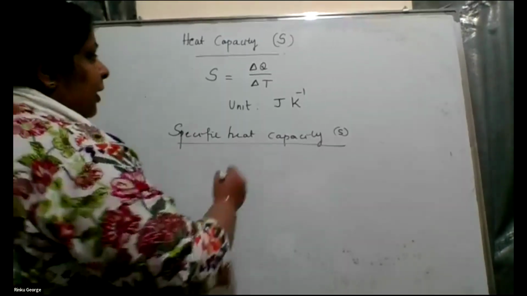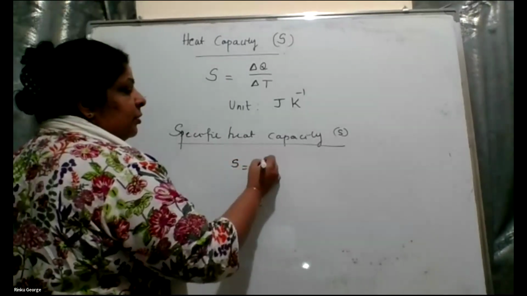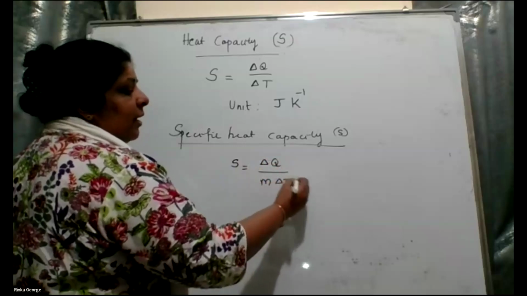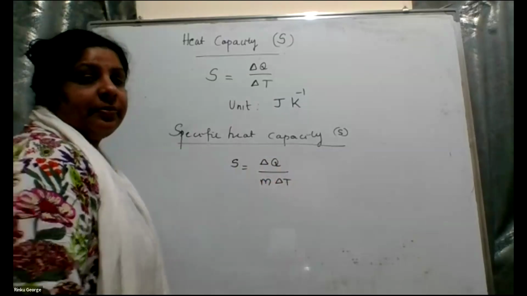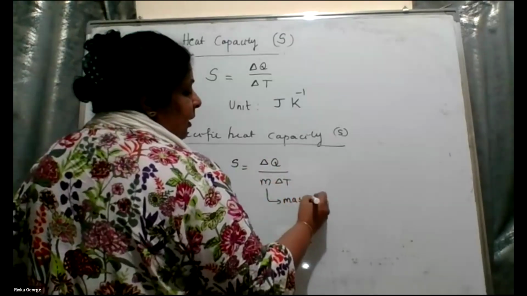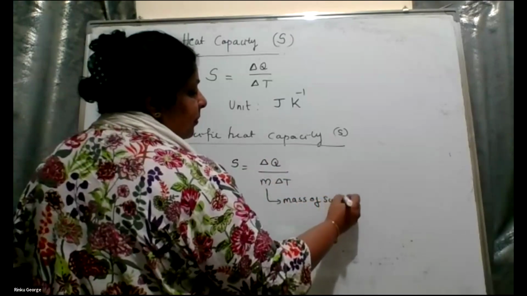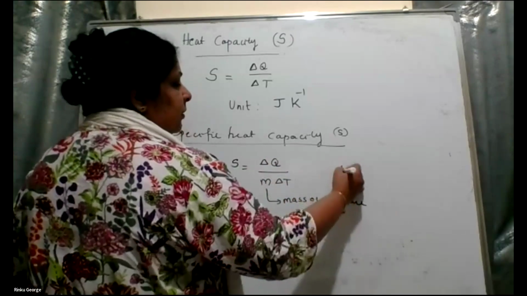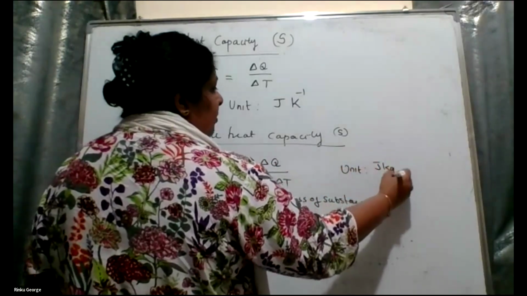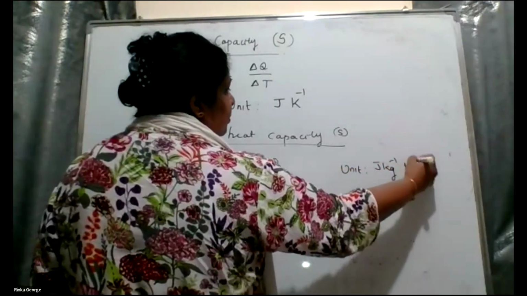So how will you write the formula? Small s is equal to delta Q by M into delta T, where M is the mass of the substance. What will be the unit? Joule, kilogram raised to -1, Kelvin raised to -1.